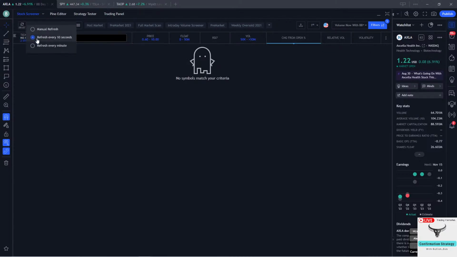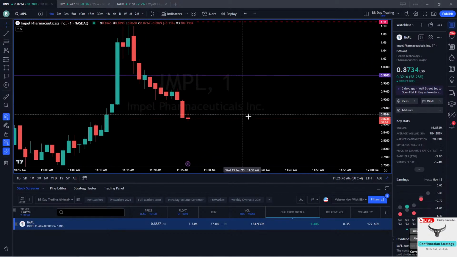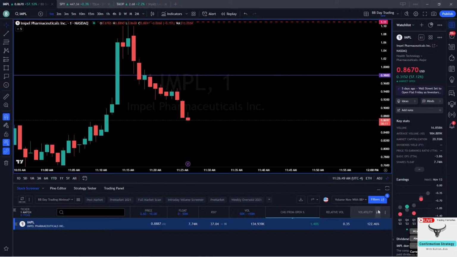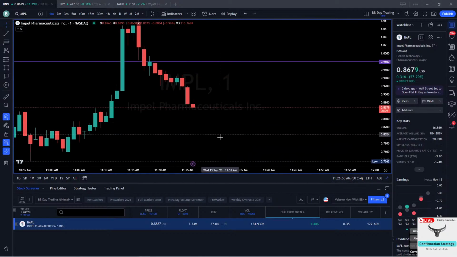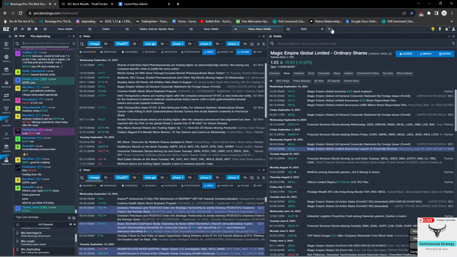As you can see, it's refreshing every 10 seconds or every refresh 1 minute. But if you want it fast, just every 10 seconds, or you just keep mashing the button, right? IMPL is the one. That's the one that has the possible volume. Technically speaking, right now it's not up. So maybe it was up there for just a minute. So a quick, easy way to do that. You can do that in Benzinga as well. So if you guys have Benzinga, let's open a fresh one.